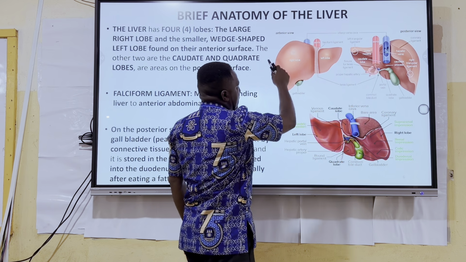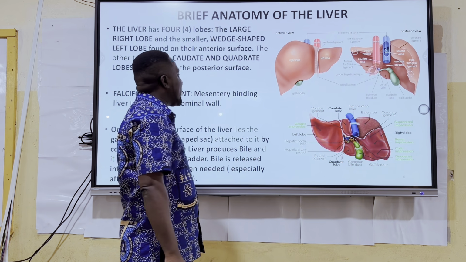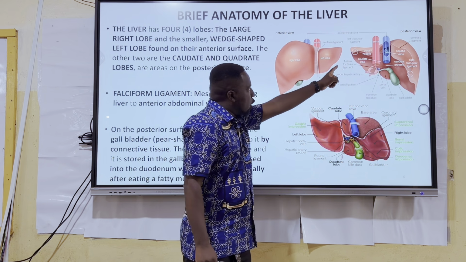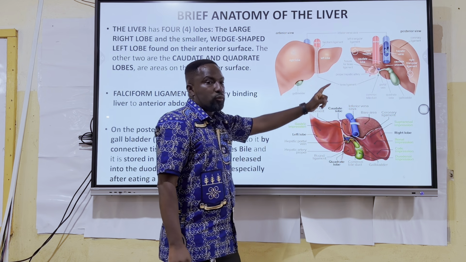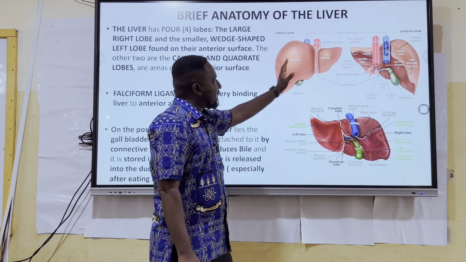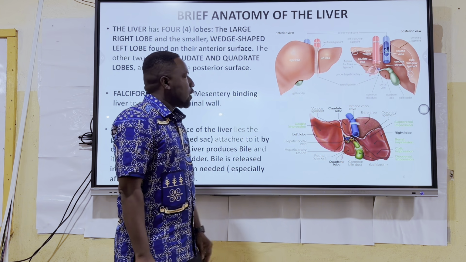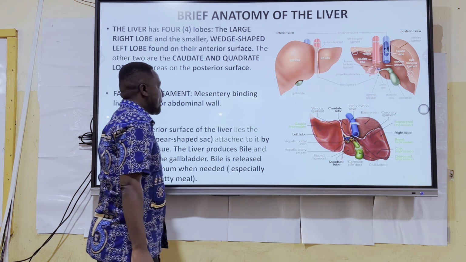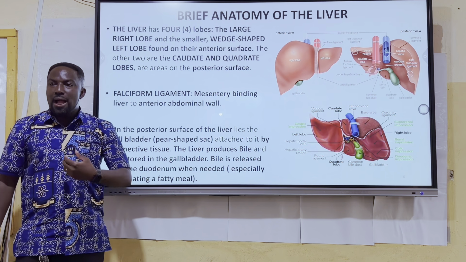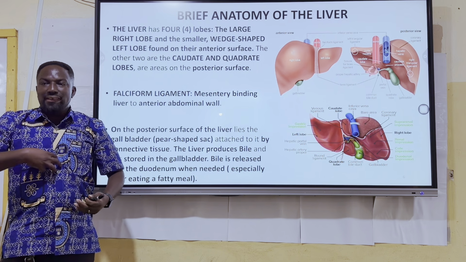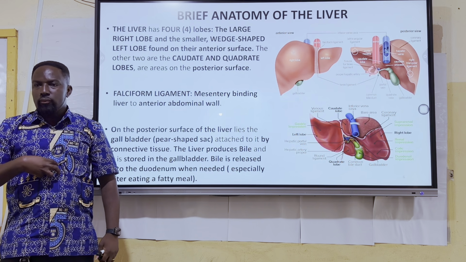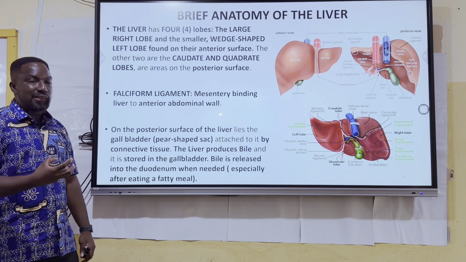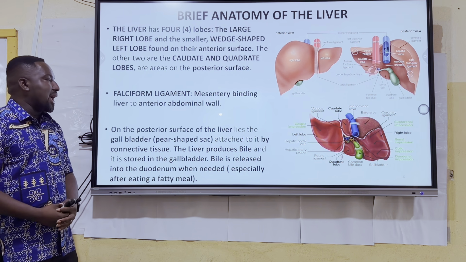So this whole bigger area of the liver is called what? The right lobe of the liver. And then the wedge-shaped smaller lobe is called the left lobe of what? The liver. Between the right and the left lobe, there's a ligament called the falciform ligament. The falciform ligament is a mesentery that binds or attaches the liver to the anterior abdominal wall.